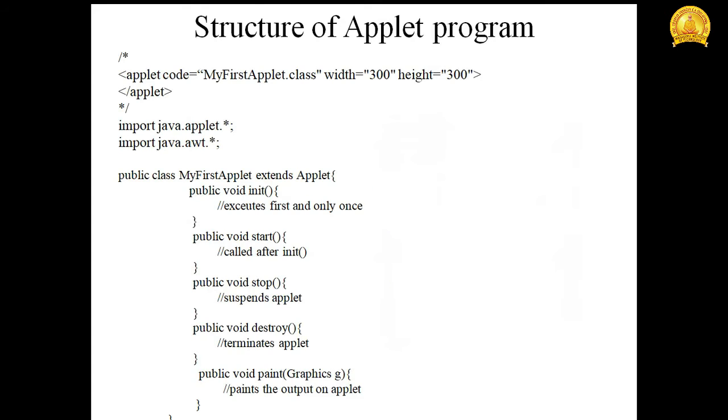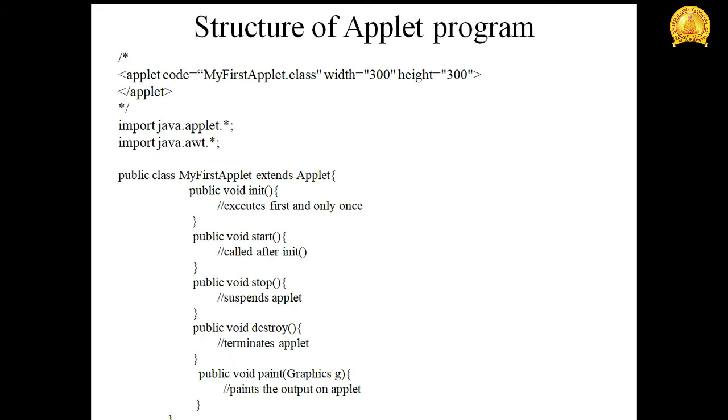Now let's see what is the structure of an applet program. So as I said earlier, an applet program is a program that is embedded inside an HTML page. Now, there are two ways of writing an applet program. You can separately write the HTML code and save it in a .html file, or you can write the HTML code in the same Java source file itself.